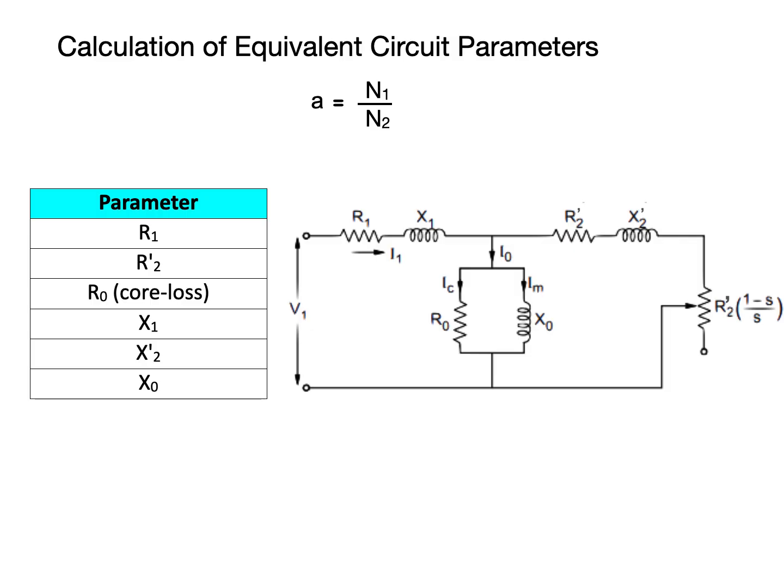For this reason, the rotor parameters are often referred to the stator side and will be designated as a primed quantity, such as R'2 and X'2. The actual rotor resistance, R2, and reactance, X2, now may be found by the application of the turns ratio as shown here.